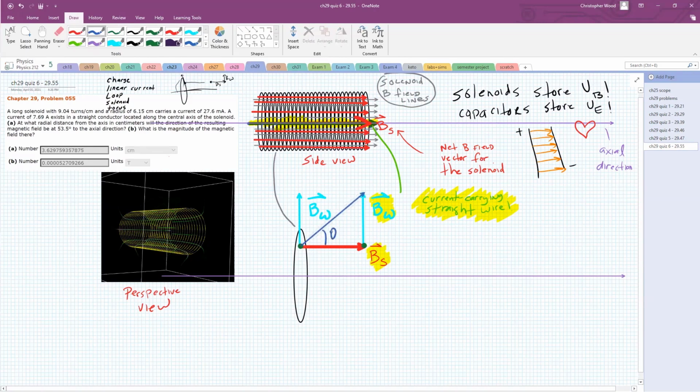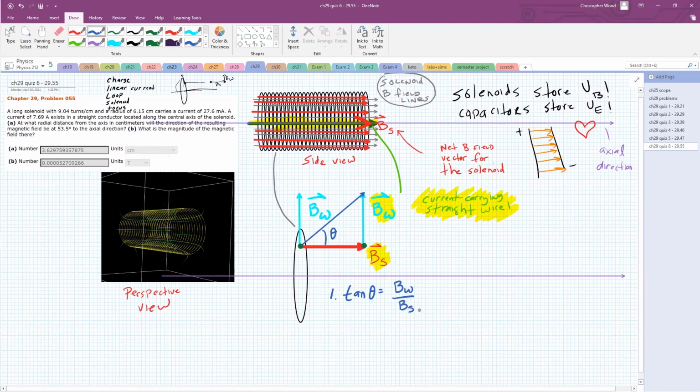That's theta. Okay. So, well, let's do this. Step number one. All of this was set up. Step number one, tan theta equals side opposite BW over side adjacent BS.